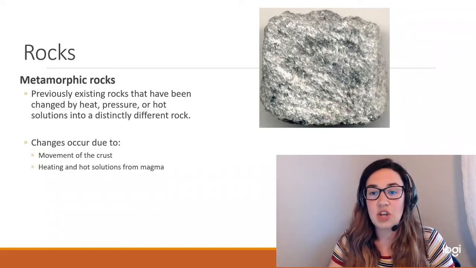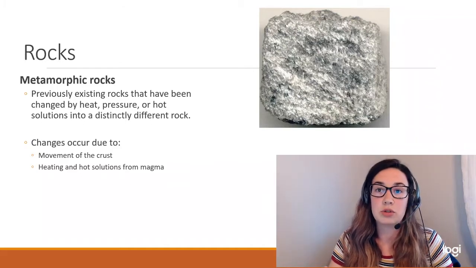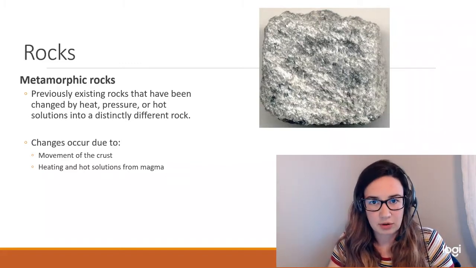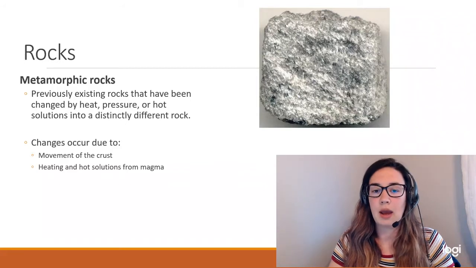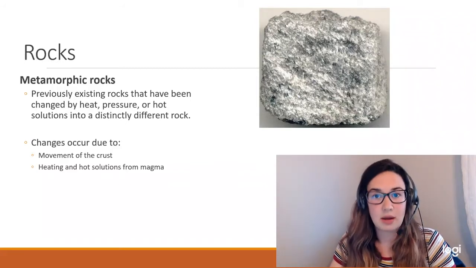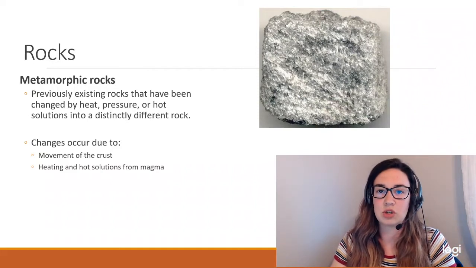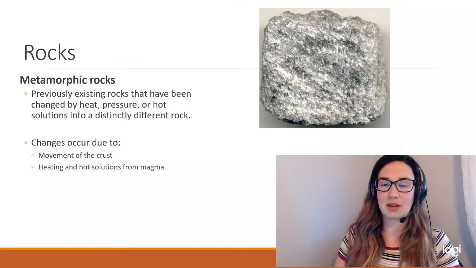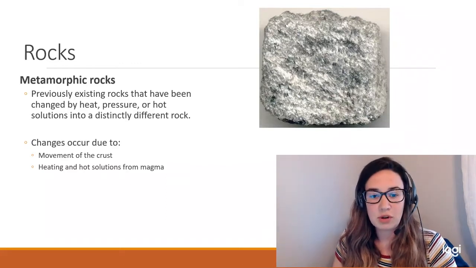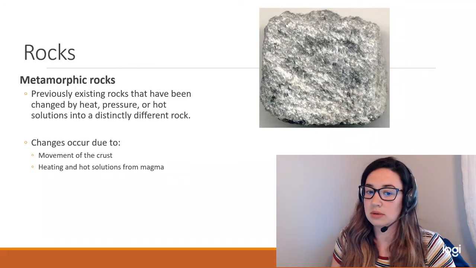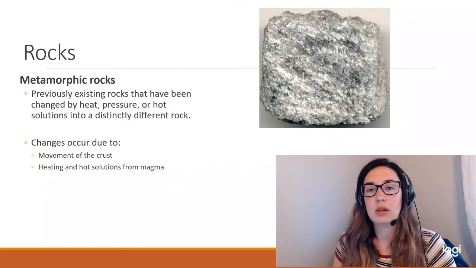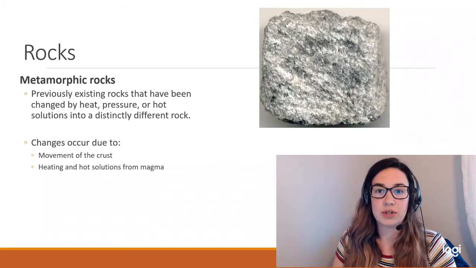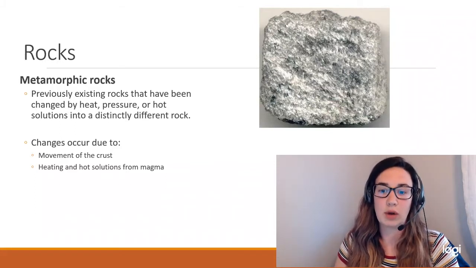And so these changes in this metamorphic rock can occur due to either movement of the crust of Earth, which we'll talk about what the crust is here in a few seconds, but we will talk about movement also in a next lecture, which is our plate tectonics. But anyway, I digress. So metamorphic rocks occur due to changes either in the movement of the crust or the heating of hot solutions from magma. And so when you either have pressure or heat that changes one type of rock to another over time, this is when we find our metamorphic rock.